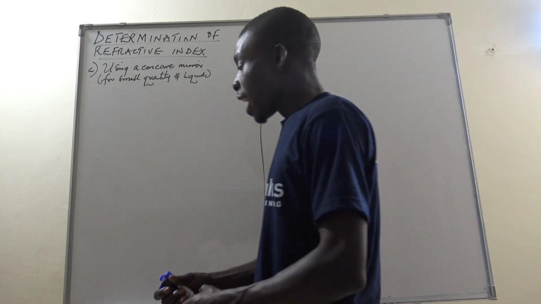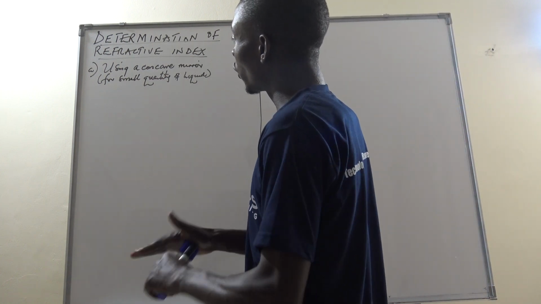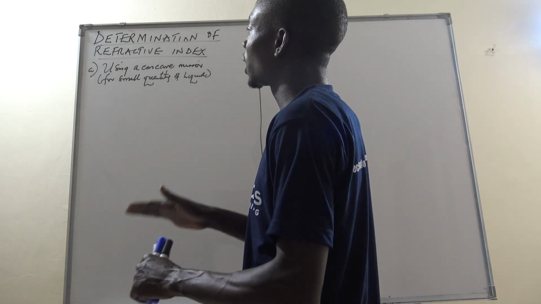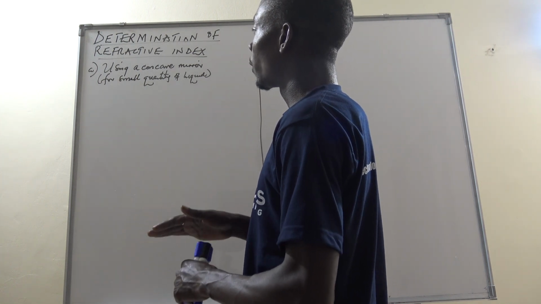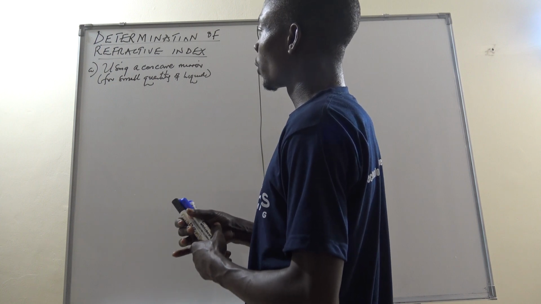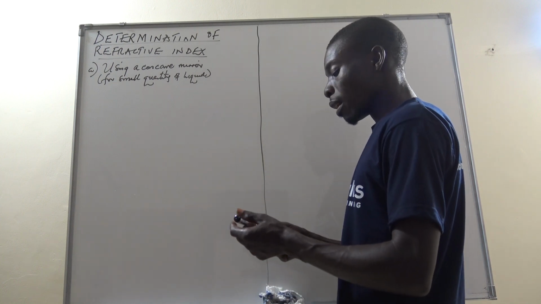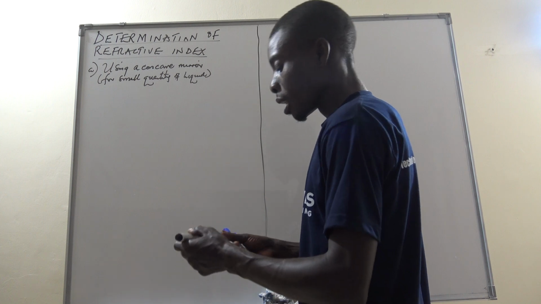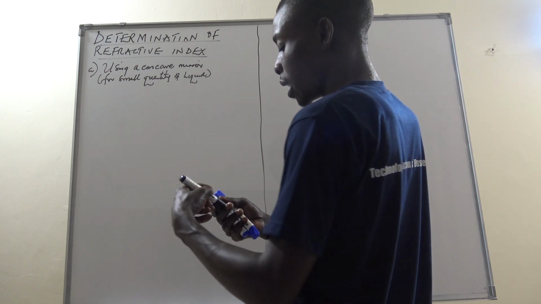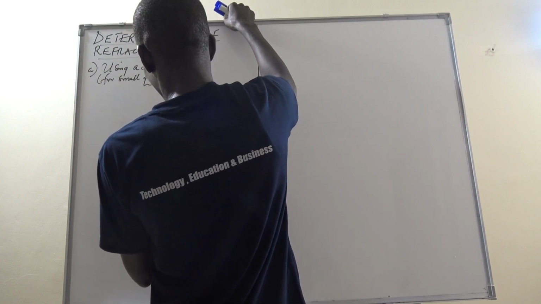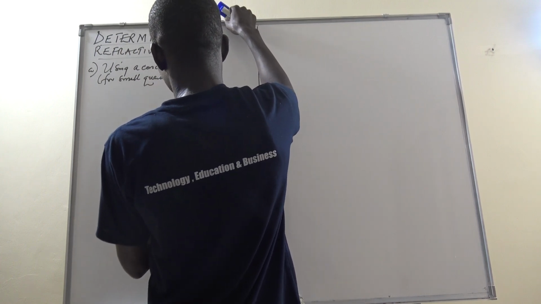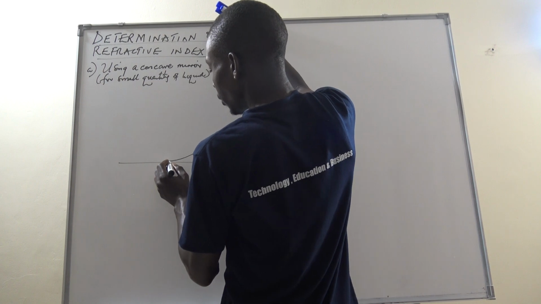So, having looked at the derivation of the expression for determination of the refractive index of a small amount of liquid using a concave mirror, now let's look at how we carry out an experiment to determine the refractive index.